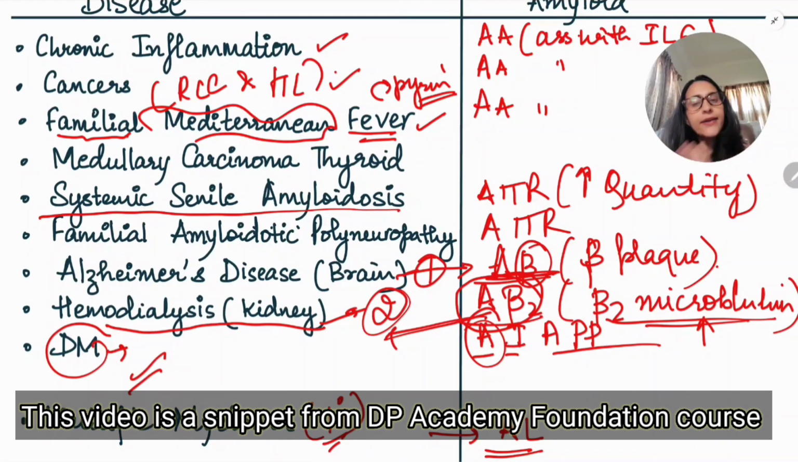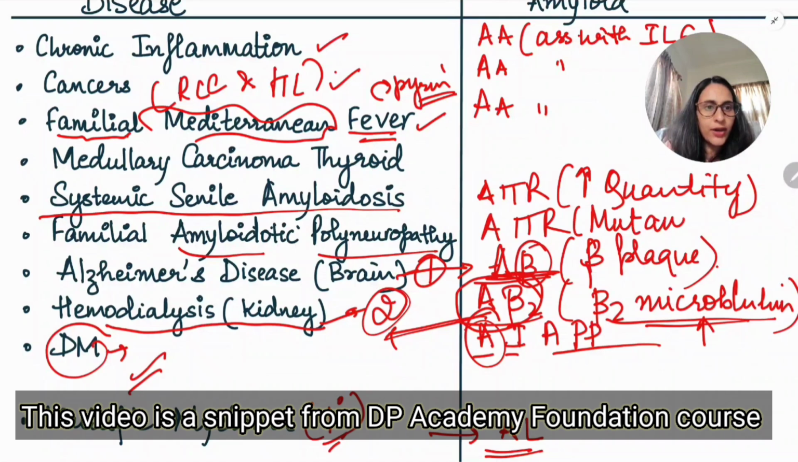Then if there is a qualitative problem with the ATTR, that means it gets mutated, then it results in familial amyloidotic polyneuropathy. I'm not writing the word quality because you get confused between quantity and quality. So I've written increase in the quantity means excess in the number, excess in the age. That is how you can remember the word senile means old age. So excess number, excess age, that is how you can remember.